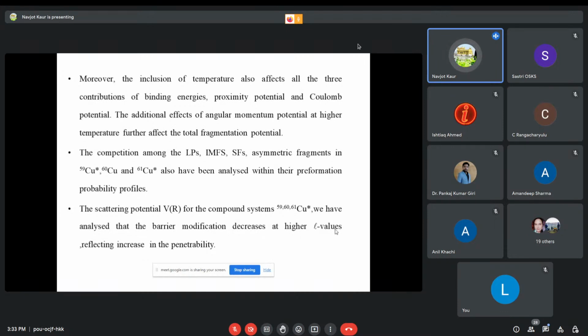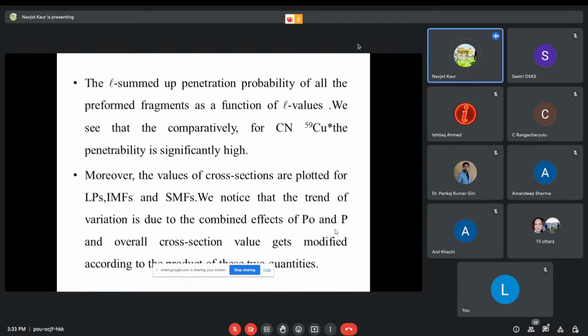For the scattering potential of the compound system for these nuclei, we have analyzed that the barrier modification decreases at the higher L values, reflecting an increase in the penetrability. In the L summed up penetration probability of all the preformed fragments as a function of L values, we see that comparatively for compound nucleus 59 copper, the penetrability is significantly high.